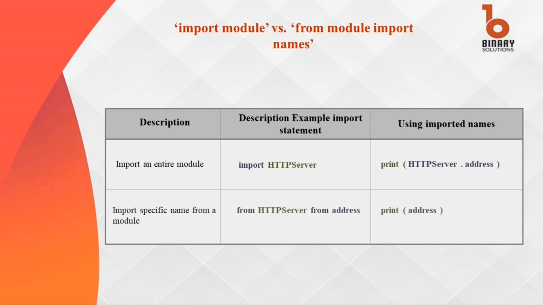Alternatively, you can import specific names directly from a module using the from keyword. For instance, from http.server import address imports only the address element from the http.server module into the global namespace. This allows you to reference address directly without needing the module prefix. Both approaches serve different purposes, with the first providing access to the full module and the second offering a more focused and concise way to work with specific elements.